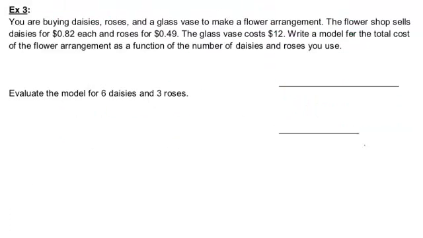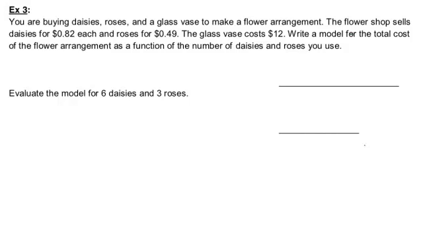Example 3 says you are buying daisies, roses, and a glass vase to make a flower arrangement. The flower shop sells daisies for 82 cents each and roses for 49 cents each. The glass vase costs $12. Write a model for the total cost of the flower arrangement as a function of the number of daisies and roses you use. So first we need to assign our variables.